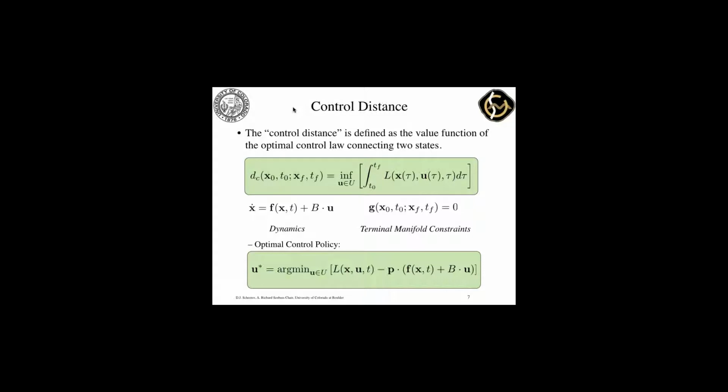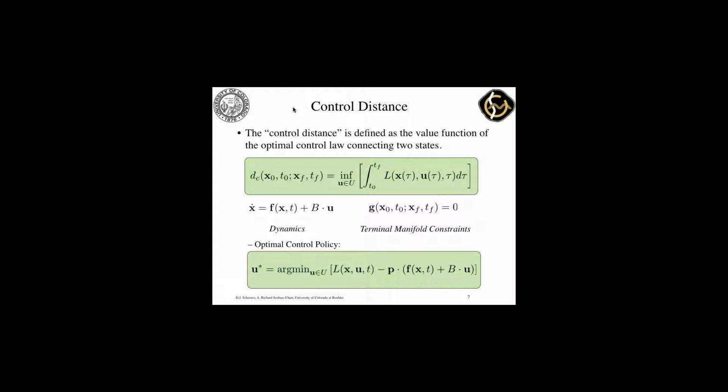So the definition of the control distance, and sorry, it gets a little mathy, is really the value function of the optimal control law connecting two states. So here we have the optimal control cost. x is the state, u is the control. And the control distance is just the infimum over all admissible control policies of this particular cost function, under the constraints that it follows the dynamics and that it matches some terminal constraints. You could think of it as: at time t0, the state should be equal to x0, the initial state, and at time tf, it should be equal to xf, the final state.